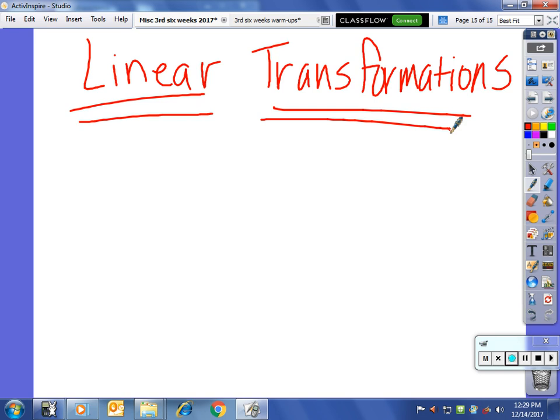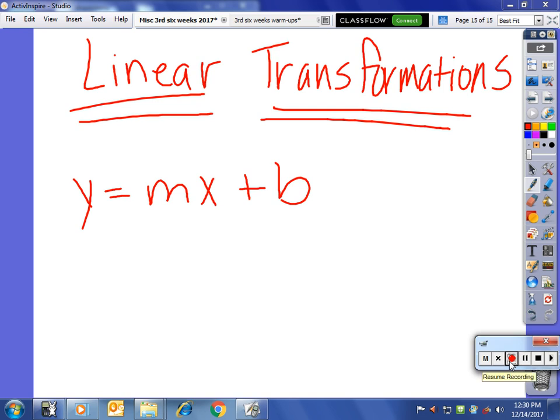All right, now a lot of this is probably going to be familiar because you guys did lines a lot last year, right? One thing you should be ready or familiar with is y equals mx plus b. That's one way to write the equation of a line. That's called the slope-intercept form of a line.